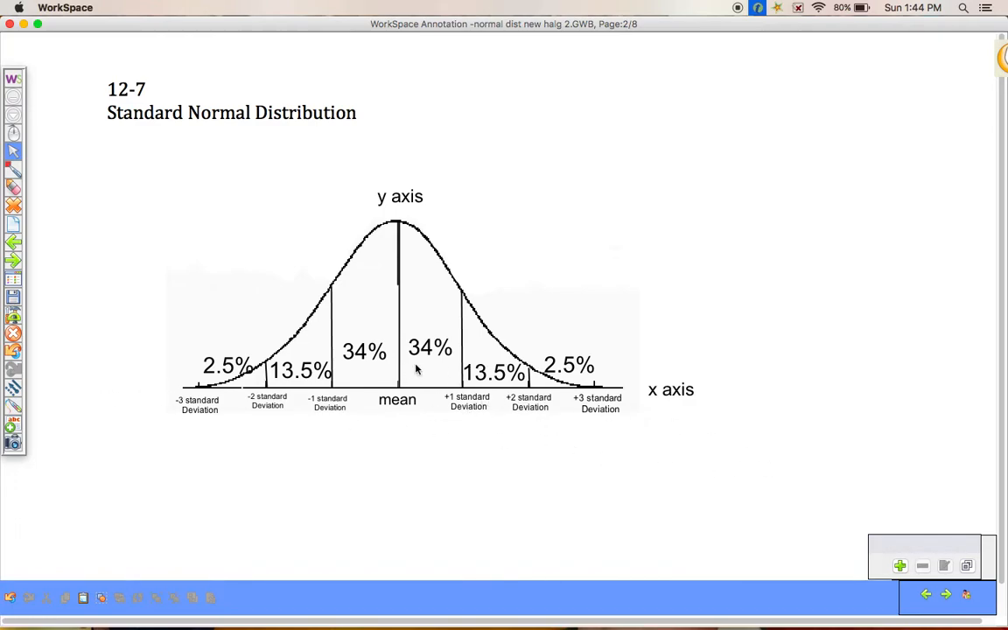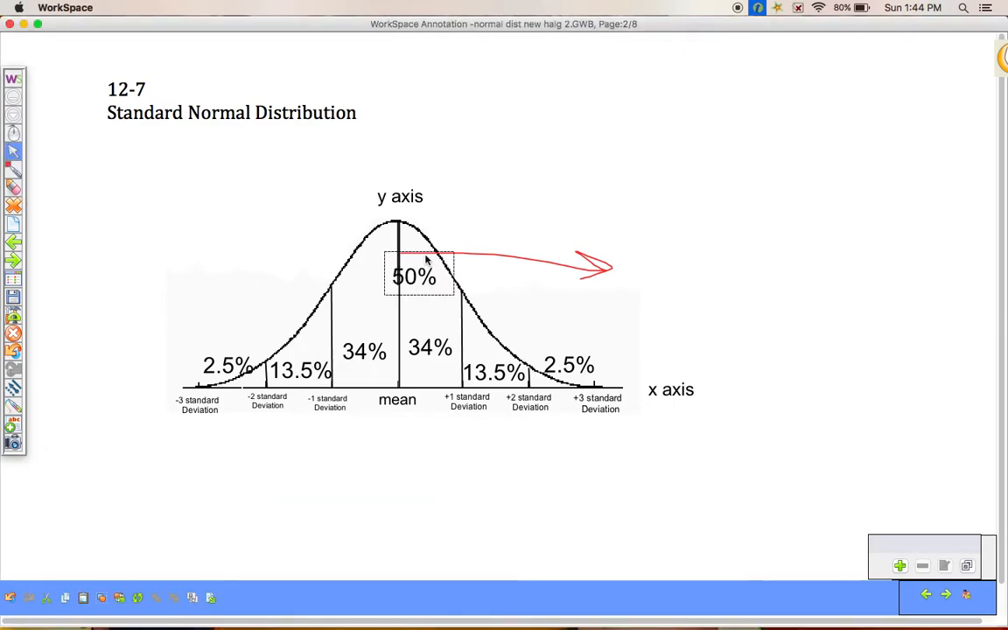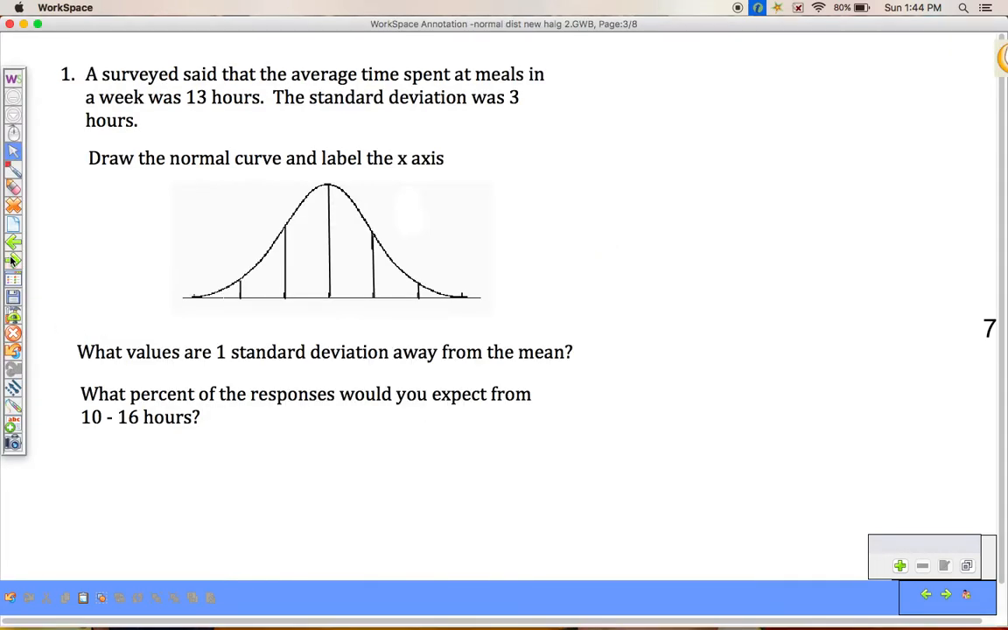You need to memorize these: 34, 13.5, 2.5. If you add these together, 2.5 plus 13.5 is 16, plus 34 is 50%. So the data to the right of my mean is going to be 50% of my data. 34, 13.5, and 2.5, and the same thing on the other side is the other half of the data. These numbers you need to memorize, because we're going to have a mean and standard deviations, or we're going to draw this picture, and then we're going to figure out what percent of the data falls in each area. All right, like this.